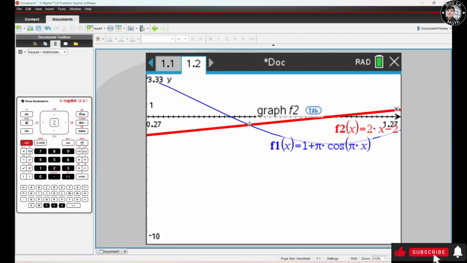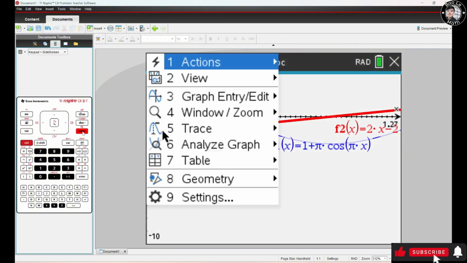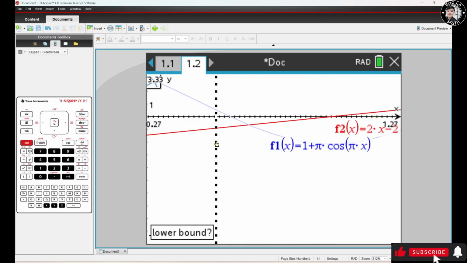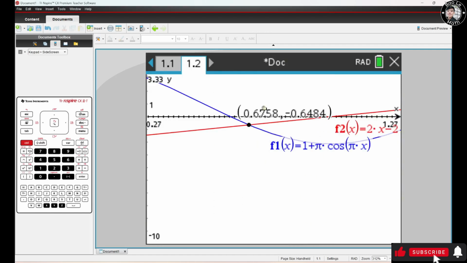Alright, so the intersection should be right here. Right? This guy right here. Now I need to hit menu, analyze graph, number 4. Go to the left of the intersection, hit enter. Go to the right, hit enter. The answer is right here. 0.6758. And then you're going to round this one up. It's going to be 0.676, right?